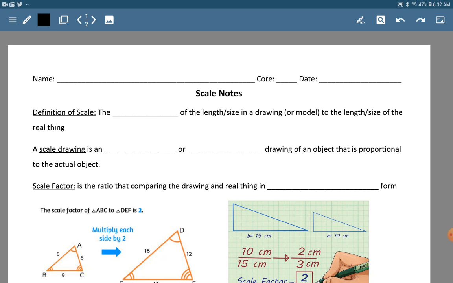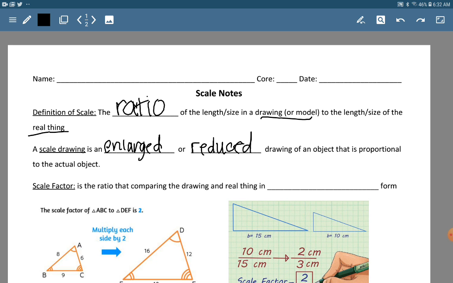Okay, let's start with the definition of scale. It says the definition of scale is the ratio of the length, size in a drawing or model to the length, size of the real thing. So it's always the drawing or model over the real thing. A scale drawing is just an enlarged or a reduced drawing of an object that is proportional to the actual object.